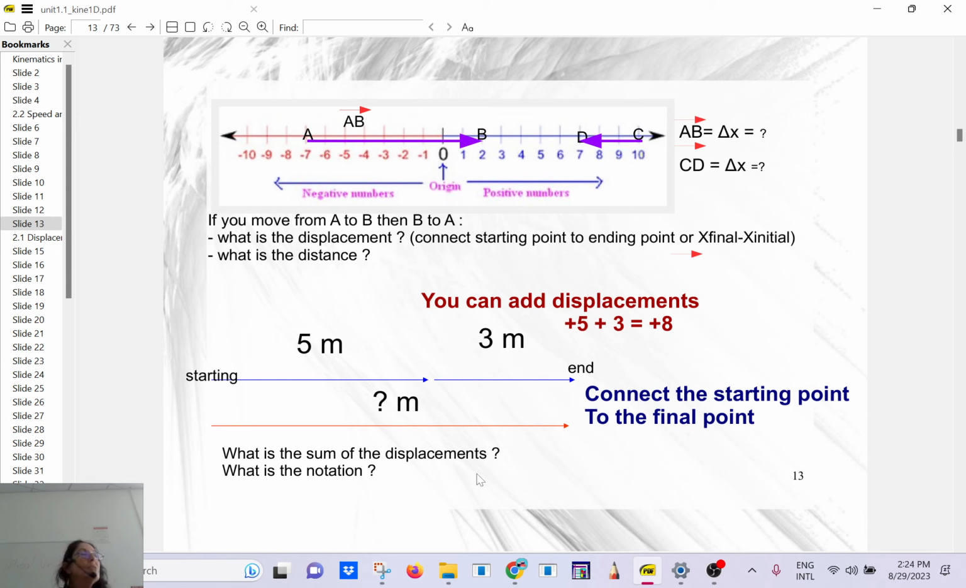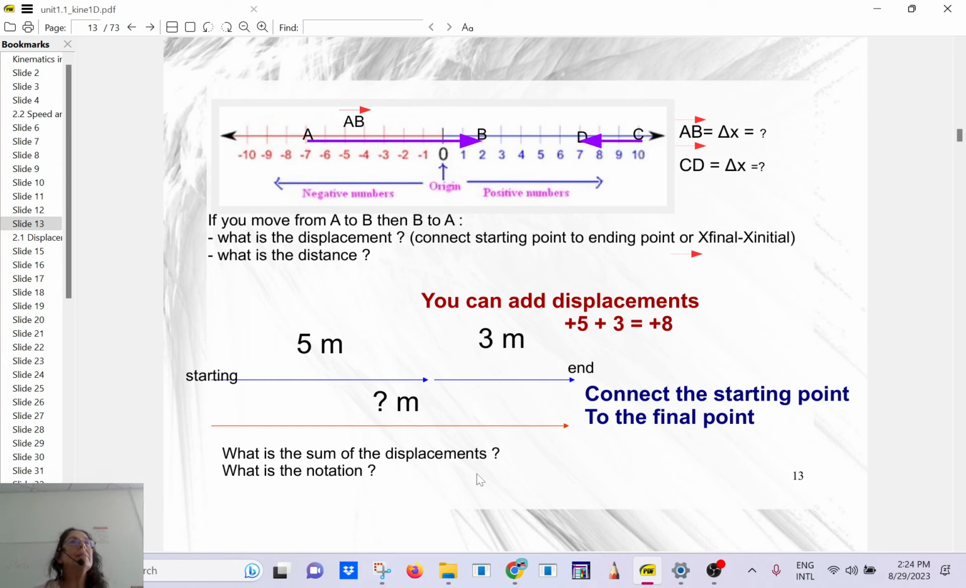Now, what about a force? Does it matter if I push this way or that way? Yes, right? You won't get the same consequence. So a force is a vector. How much, for example 5 pounds, and 5 pounds which way? Are you lifting or doing the opposite? So the direction matters. A force is a vector.